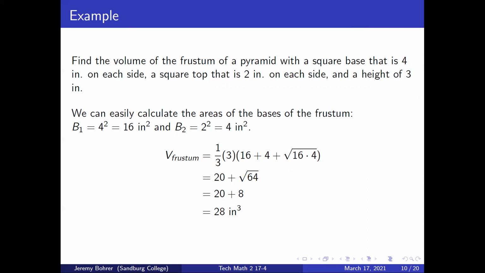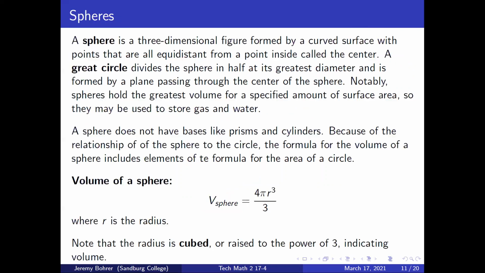So the volume of the frustum is 1/3 times 3 times (16 plus 4 plus the square root of 16 times 4), which is 20 plus the square root of 64, since 1/3 times 3 is 1, which is 20 plus 8. So the volume of the frustum is 28 cubic inches.